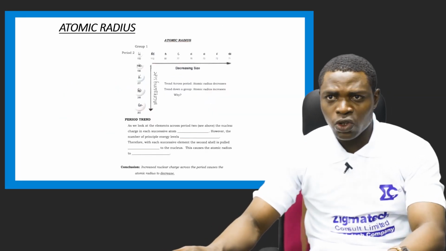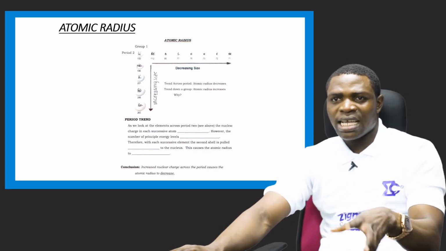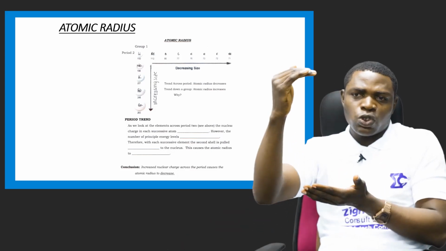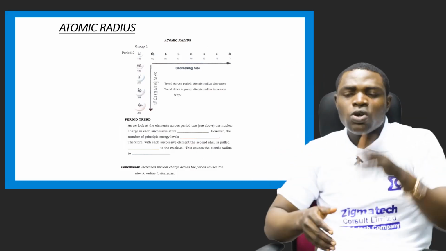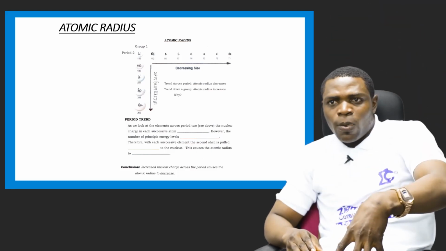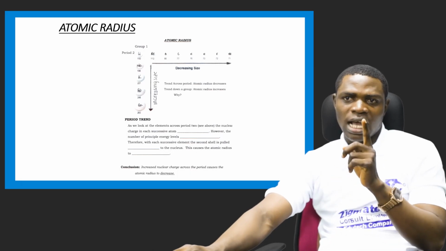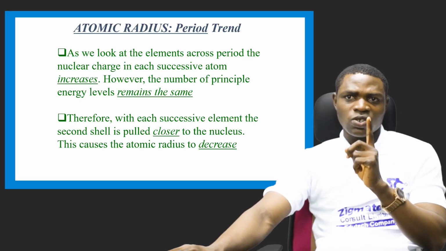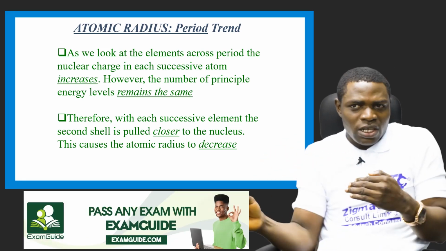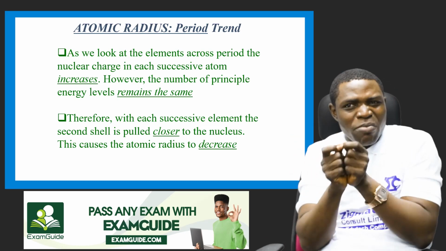Now, let me bring this to a close by looking at the atomic radius first. Look at the group. There's an increase from the top down the group. So it means that atomic radius actually increases down the group and decreases across the period. As we look at the elements across the period, the nuclear charge in each successive atom increases. However, the number of principal energy levels remains the same.